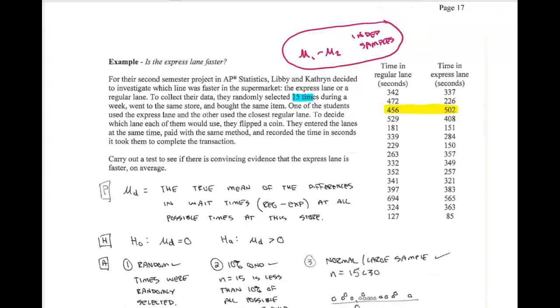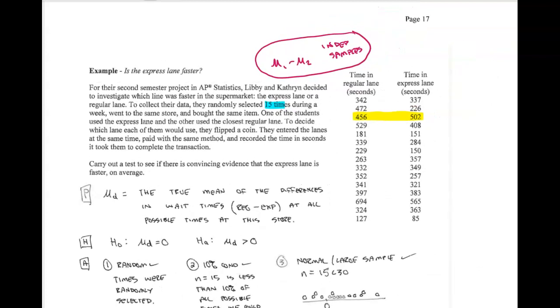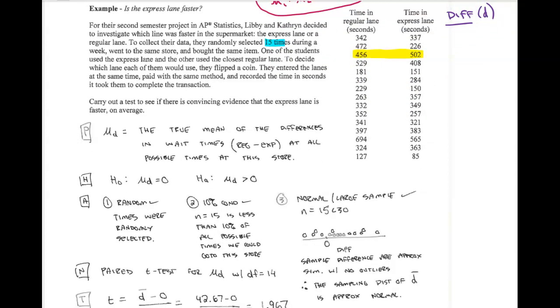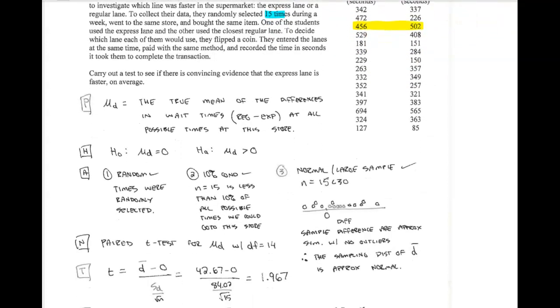So what we're going to do is calculate a difference list. We're going to look at these differences, one minus the other, and then we're going to do a one sample procedure or a paired t-test on the difference list. Call the differences D if you want. That's why we had D bar when we took the mean of it. Okay. Carry out a test to see if there's convincing evidence that the express lane is on average faster.